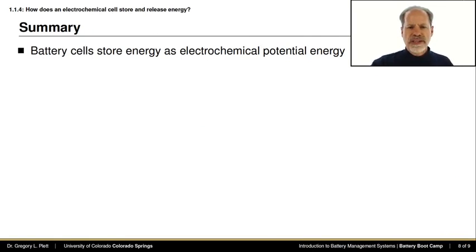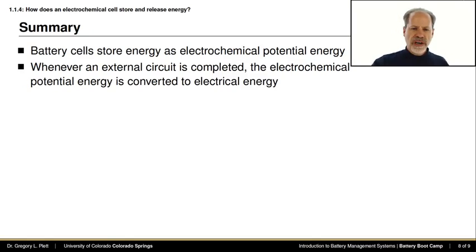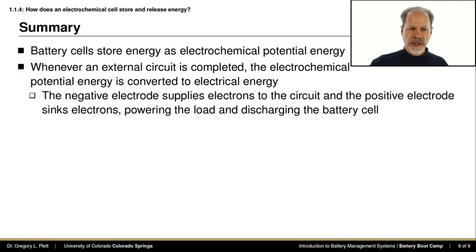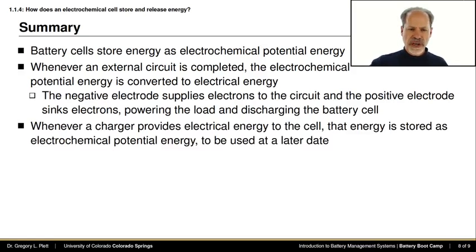And so to summarize this lecture topic, battery cells store energy as electrochemical potential energy. And whenever an external circuit is completed, this provides a pathway for that electrochemical potential energy to be converted into electrical energy. The negative electrode supplies electrons to the external circuit, and the positive electrode sinks electrons from the circuit, thus powering the load and discharging the battery cell.